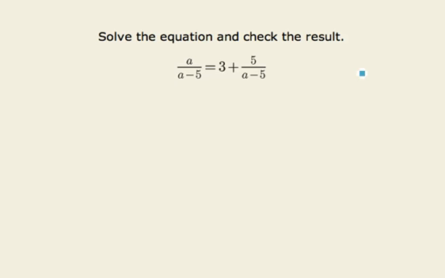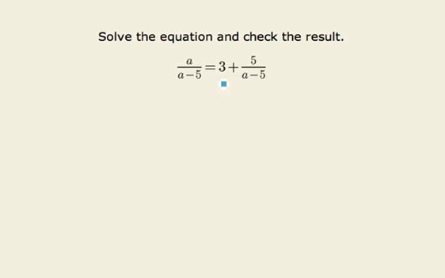Solve the equation a over a minus 5 equals 3 plus 5 over a minus 5. So we have a rational equation here that we'd like to try and solve. Fractions are hard, right? So why don't we rewrite this rational equation into a polynomial equation, which is then easier to solve, right? We know how to solve a polynomial equation using previous methods. So how do we rewrite this as a polynomial?